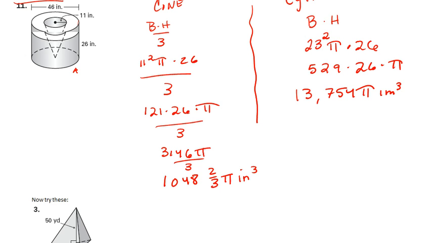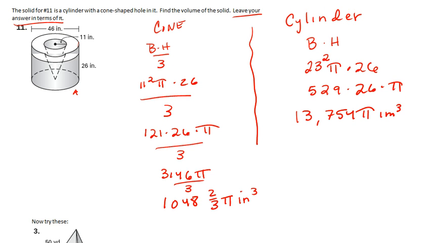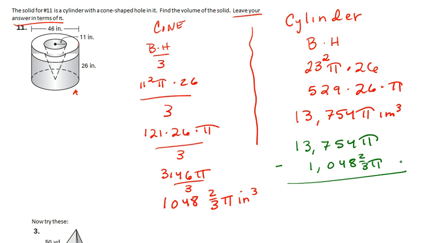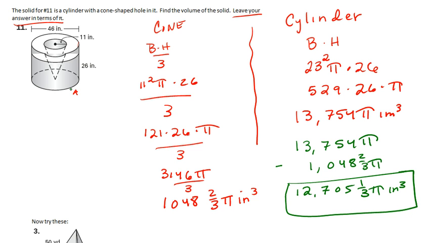Now I need to subtract these two to find out what the volume of this particular shape is. So I'm going to take 13,754 pi, and I'm going to subtract from it 1,048 and 2/3 pi. And I can do this because they're both in terms of pi. And I end up with 12,705 and 1/3 pi inches cubed is the volume in terms of pi of my shape, or my cylinder, after the cone has been removed.